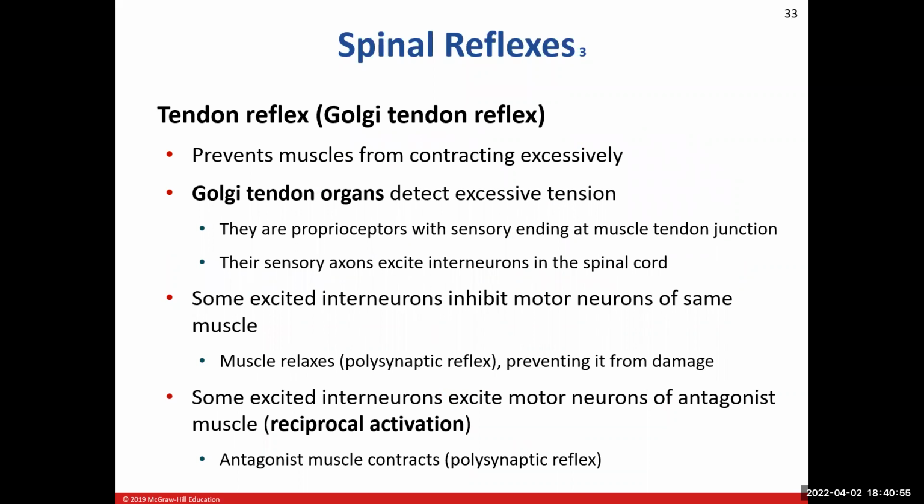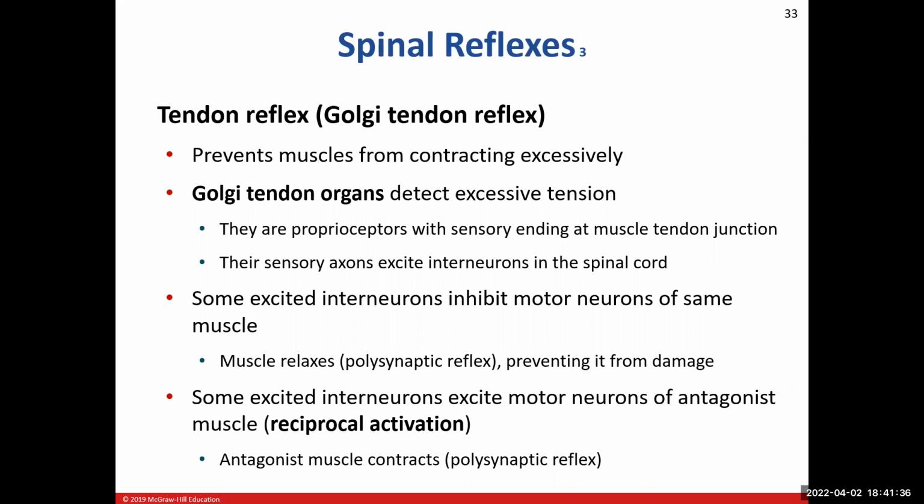All right, so what now? That's our first spinal reflex. Our second spinal reflex is known as the Golgi tendon reflex, also known as the tendon reflex. Again, we're going to deal with our second proprioceptor reflex. The stretch reflex prevents muscles from being stretched excessively, while the opposite of that is a reflex that prevents muscles from contracting excessively, and that will be the Golgi tendon reflex.